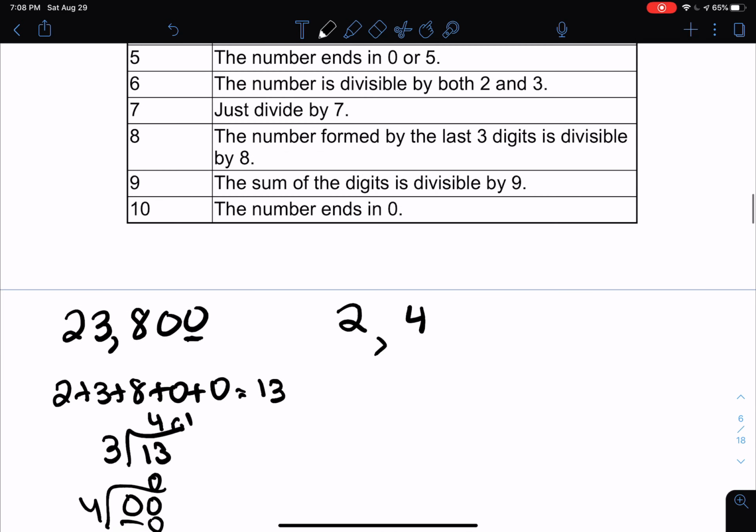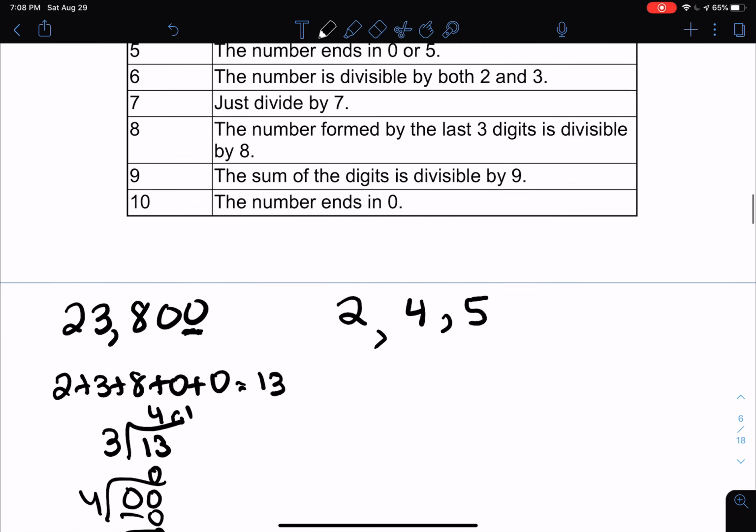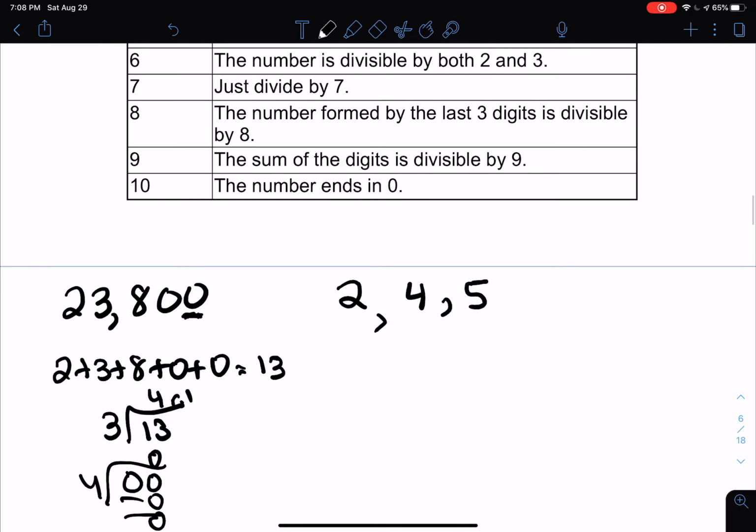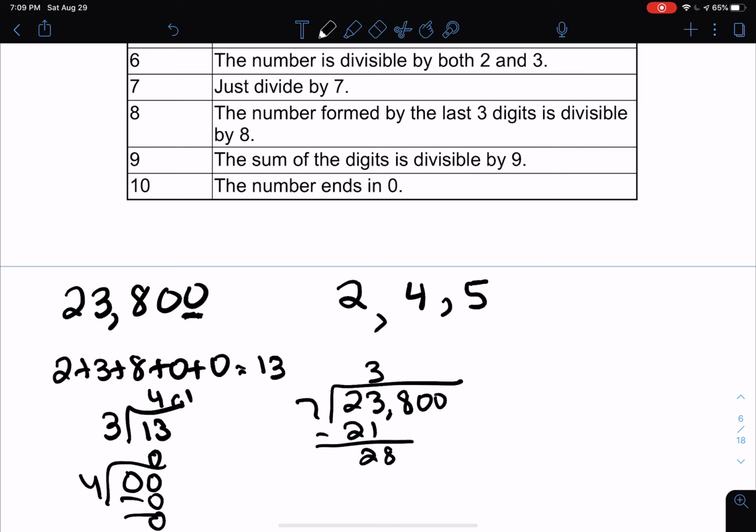5 ends in 0 or 5. Well, this ends in 0, so 5 goes in evenly. 6 has to be divisible by both 2 and 3. Well, it's divisible by 2, but not 3, so 6 doesn't work. 7, let's try dividing by 7, see what happens. Ooh, it works. So 7 has it.